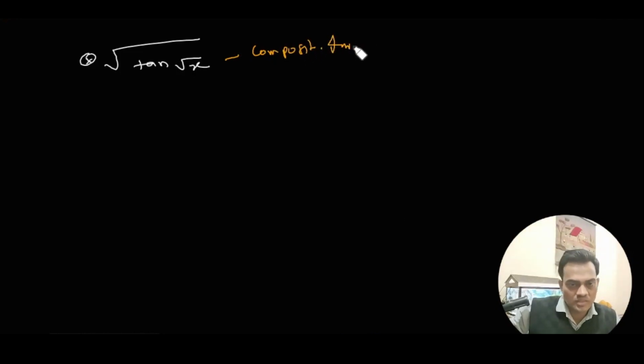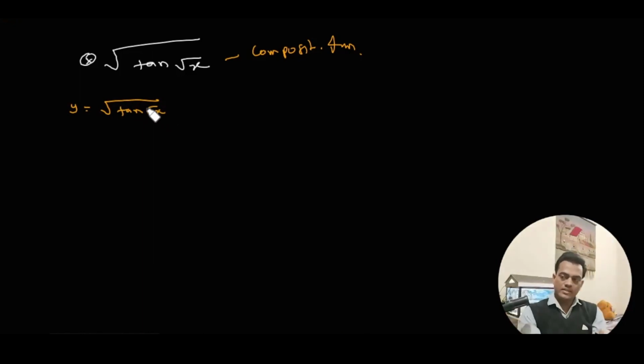Let's consider this particular function. In this function there are multiple functions. The square root is a function, the tan is a function, and the square root of x is a function. So there are three functions in it, so it is called a composite function. How do we find the derivative of this composite function? First of all, we say y is equal to the square root of tan of the square root of x. Then we take the derivative of this y.